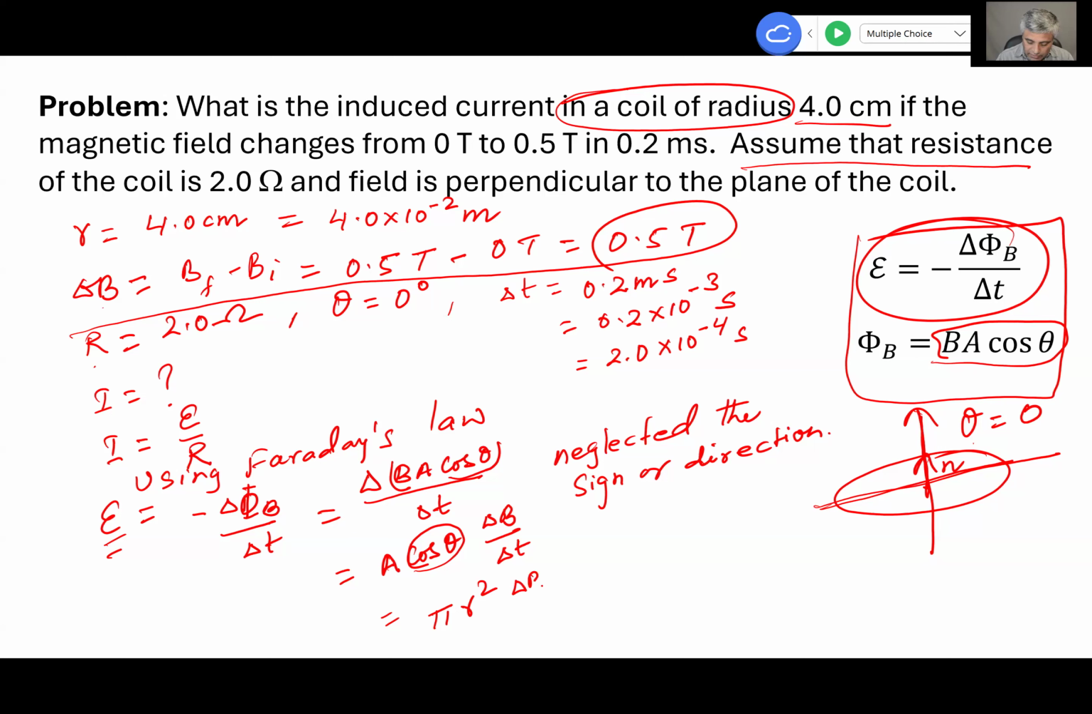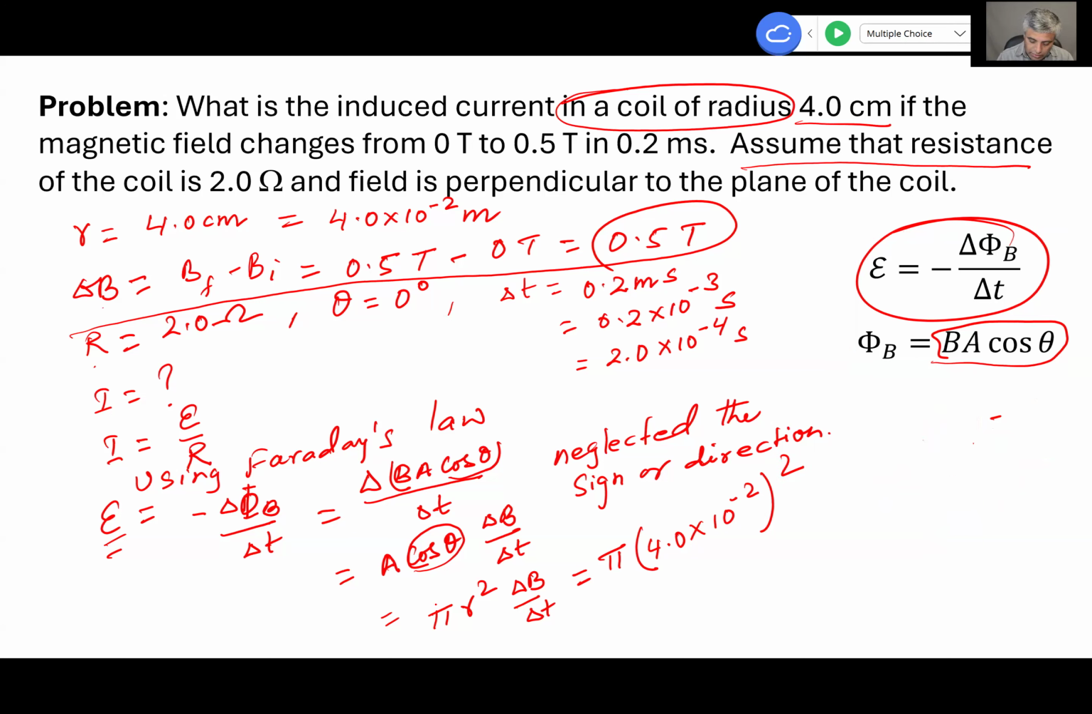And then let's write delta B over delta T. So now let's plug in everything. Pi, or 3.14, and then r squared means 4.0 times 10 to the power negative 2. This whole thing has to be squared. So we just wrote the area. Now we need to move on to this one here, right? So delta B is 0.5 Tesla.